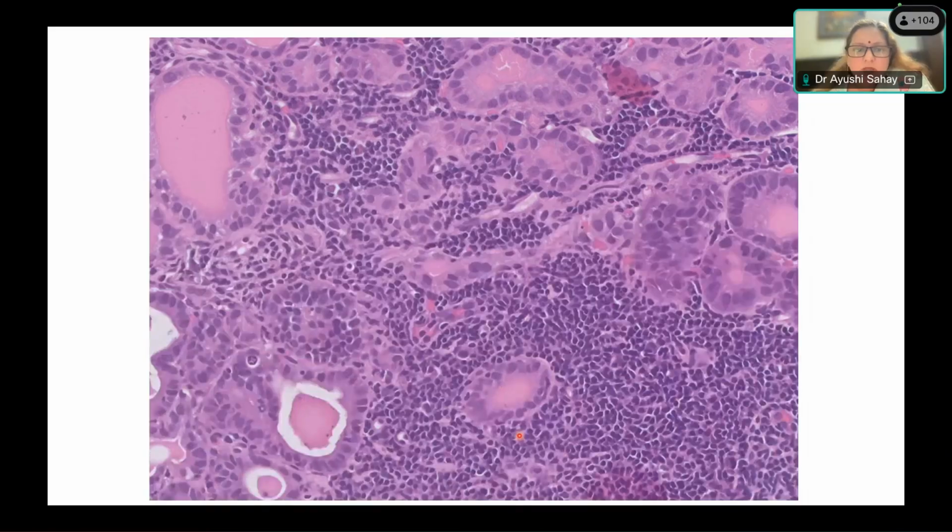So this is the higher power view of the area showing atypia. You can again see this kind of single layer of cells with some kind of mitotic activity, apoptosis, and there are no prominent nucleoli, but there is definitely some amount of moderate atypia.